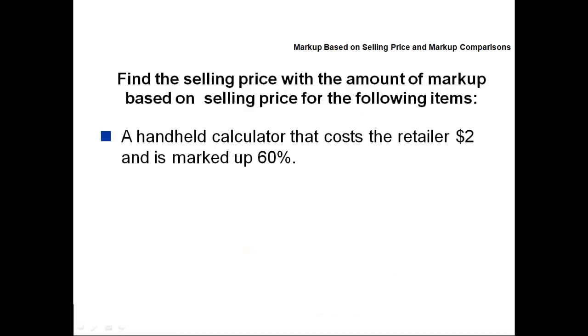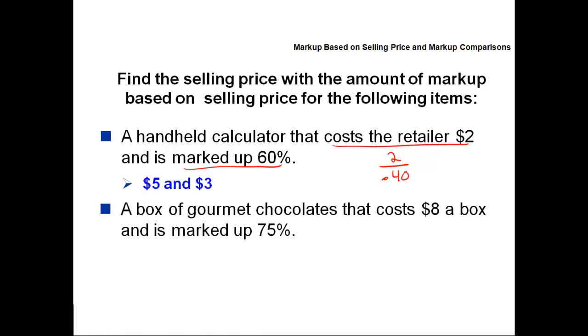Find the selling price with the amount of markup based on selling price for the following items. So again, they're giving us cost, and they're giving us the rate of the markup. So we need to find the complement of the rate of the markup in order to get the rate of the cost. So if the markup percent is 60, then the cost percent is 40%. So we're going to take 2 divided by 40% in decimal form, get $5 for the selling price, and if $5 is the selling price and $2 was the cost, then the markup must be 5 minus 2, or $3.